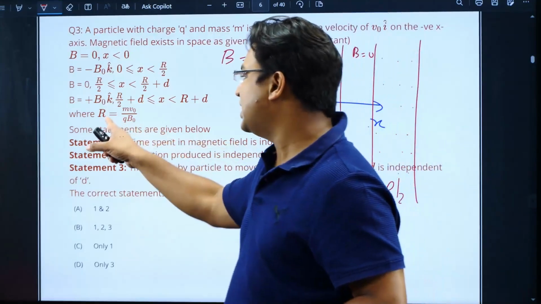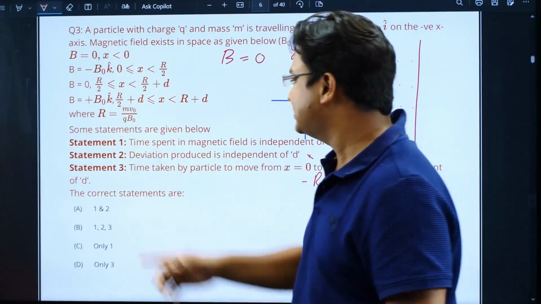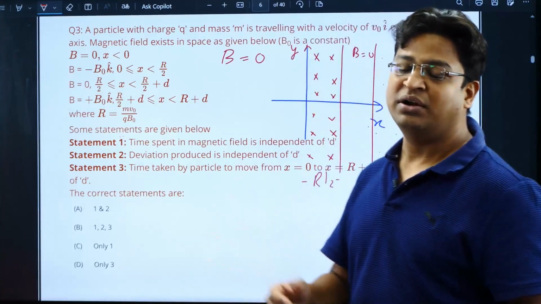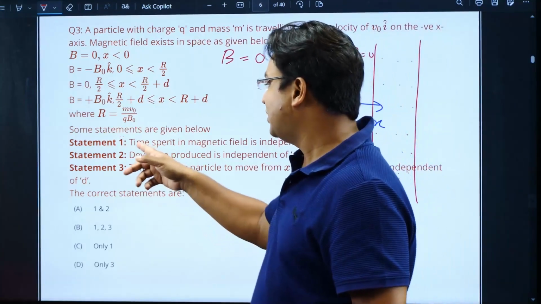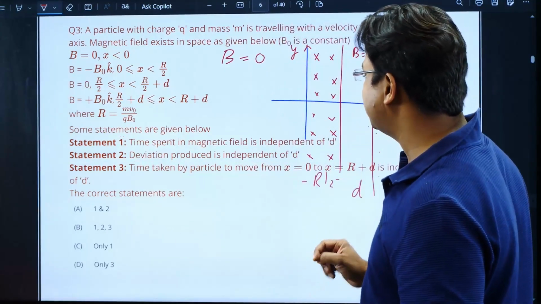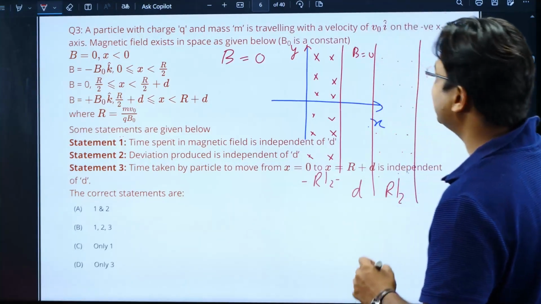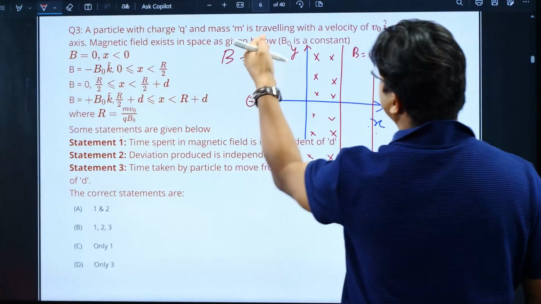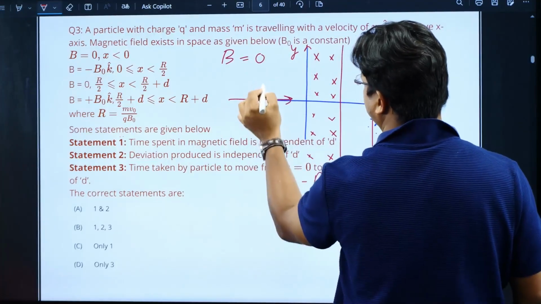And what is r? It is m v naught by q B. Notice that this r is the same radius that we get when a charged particle moves in a magnetic field. Now some statements are given below. The particle was traveling along the negative x-axis, so the particle was probably here. It has a v naught i cap velocity, so it was coming like this.